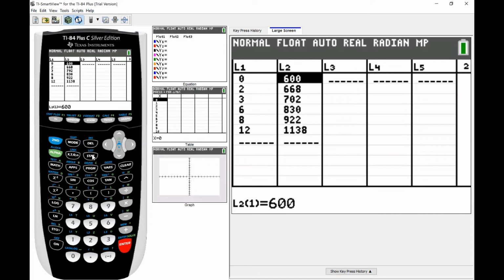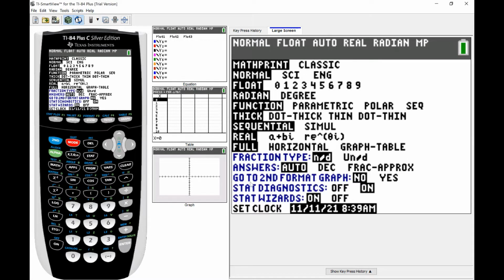We want to make sure that your stat diagnostics are on. So go to Mode and scroll all the way down to Stat Diagnostics. If yours is highlighted off, arrow to the right and make sure On is highlighted and press Enter. And now, because we need to choose the model that best fits our data, we're going to perform a linear, quadratic, and an exponential regression.